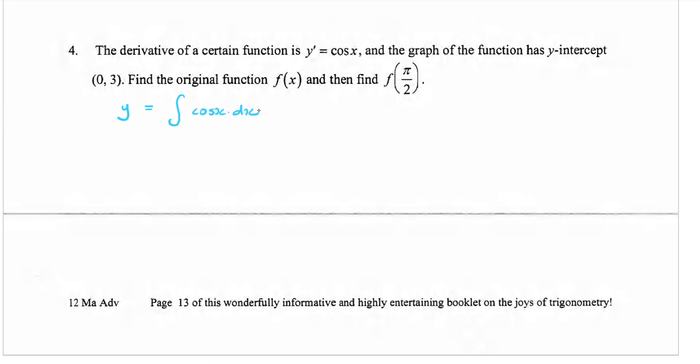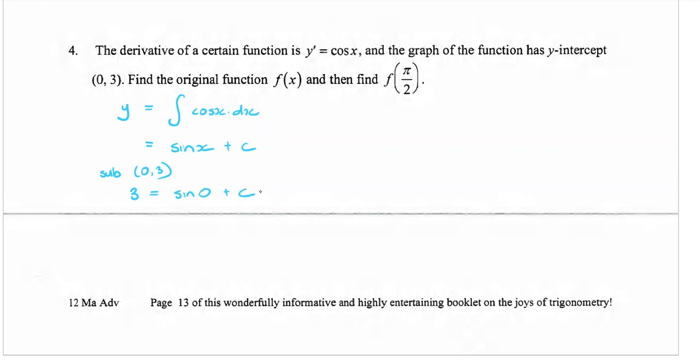How do we integrate cos? Back to your formulas. It is sine. So it becomes sine of x plus c. It's an indefinite integral. Now I'm given some information. It says that this equation, y equals sine of x plus c, has a y-intercept of (0, 3). So I can sub that in to help me find my constant. So sub (0, 3) in. So that will be 3 equals sine of 0 plus c.